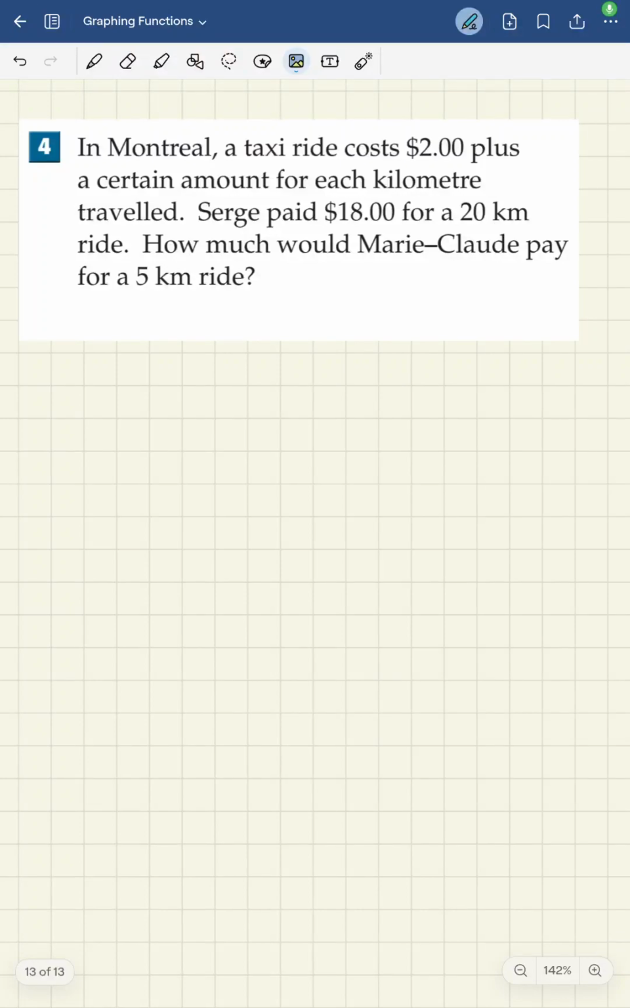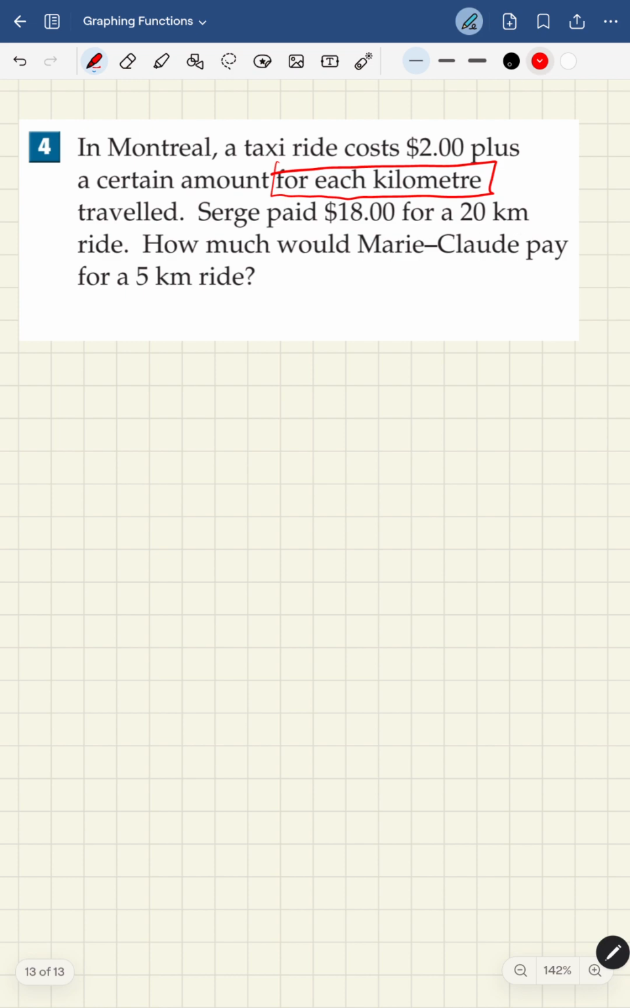Are you ready for another linear relation word problem? Okay, let's try this one. So here it says, in Montreal, a taxi ride costs $2 plus a certain amount for each kilometer. For each kilometer, that's going to be the slope. So $2. So let's see, Serge paid $18 for 20 kilometers.